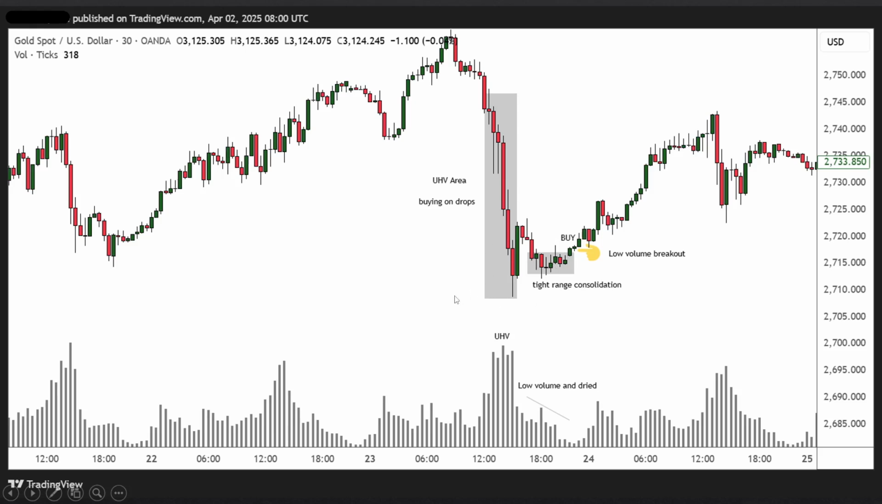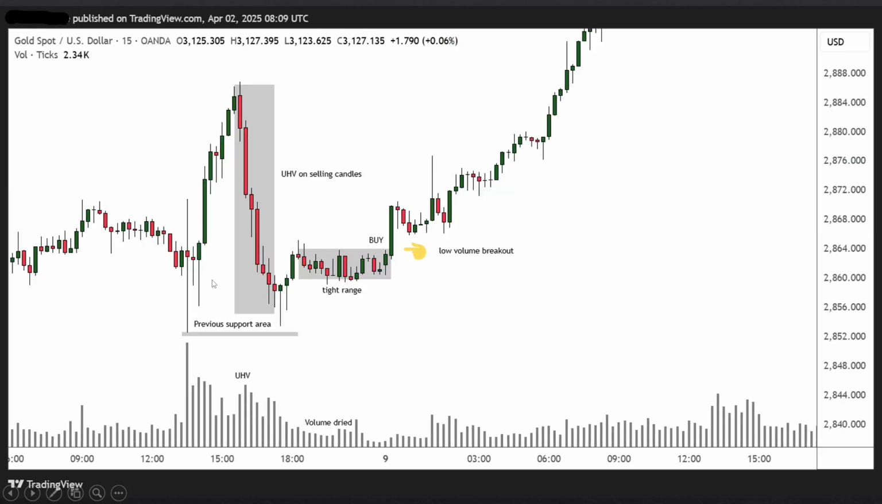Okay. Again, the market was going up, and suddenly there was news that came in, and the market started having ultra high volume on all sell candles. The market tested the previous support, and then the market started going up. Then a tight range formed. When that happens, you should have it in your mind that it's confirmed.